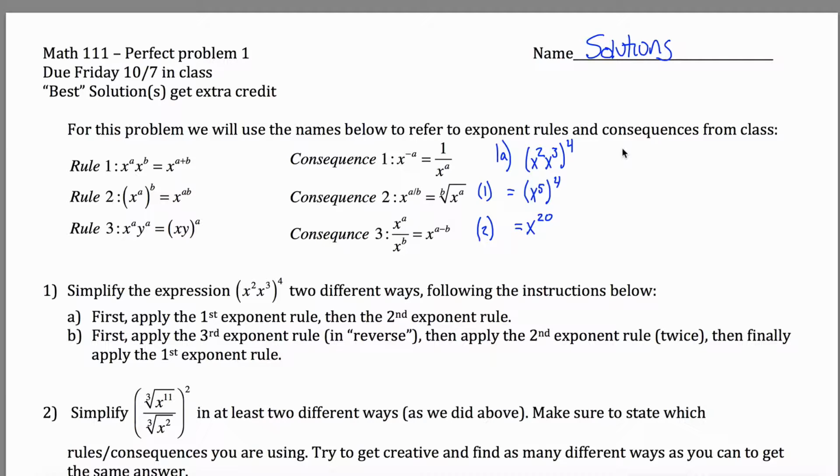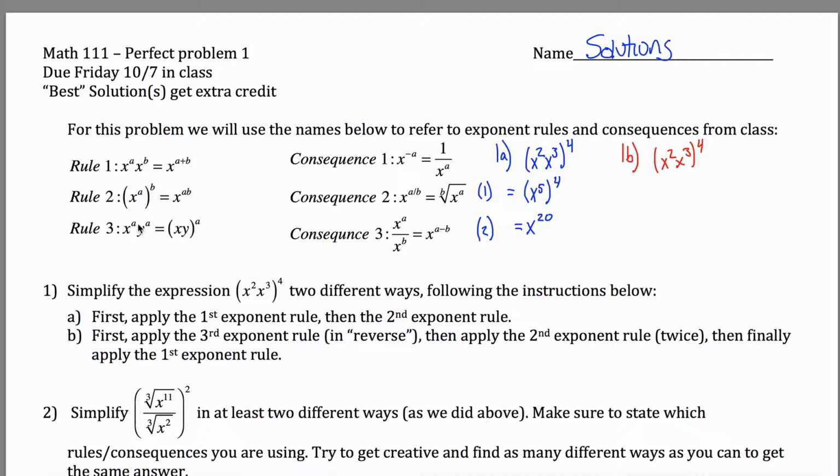What I find interesting is you can get to that exact same answer using a very different method. So for part B, I say start with the exact same thing, x squared times x cubed raised up to the 4th power, and hopefully end with the exact same thing, but get there differently, take a different path. First, apply the third exponent rule, and I give you this little hint in reverse. So that's just my wording, but what I'm saying is you're starting out with something that looks something like this, and you're going to end up with something that looks something like this.